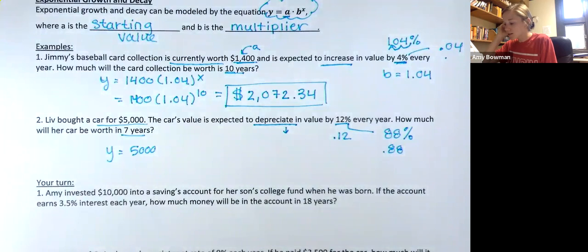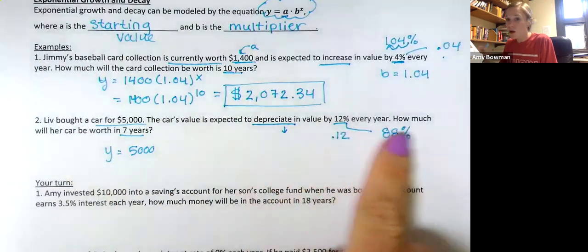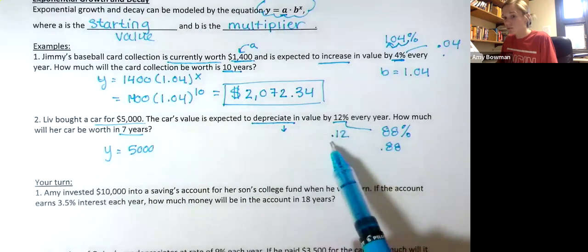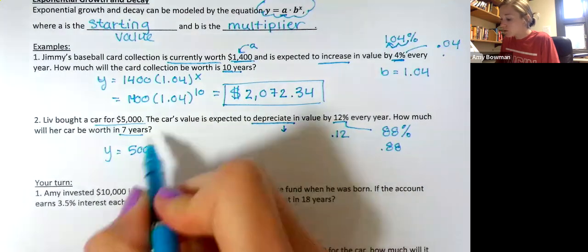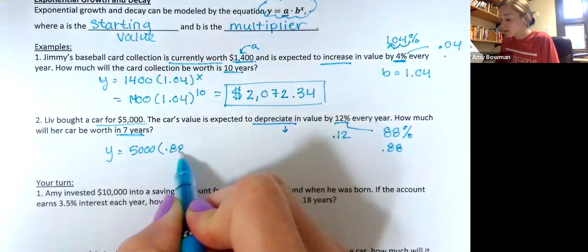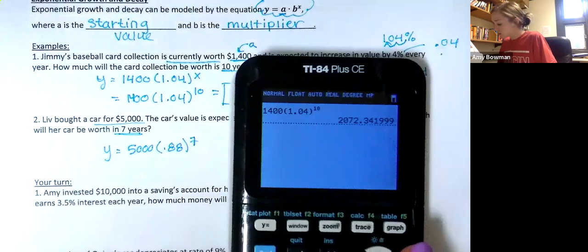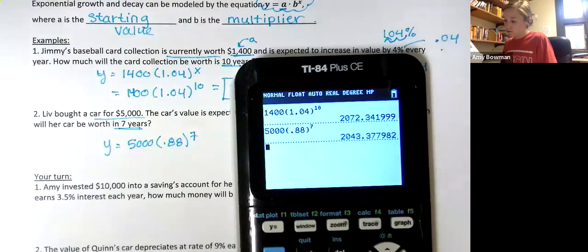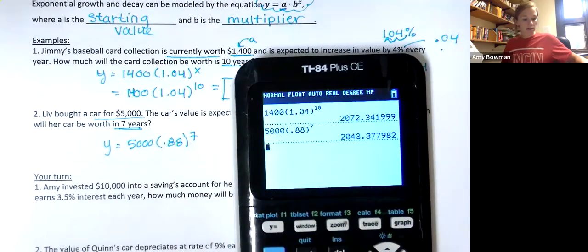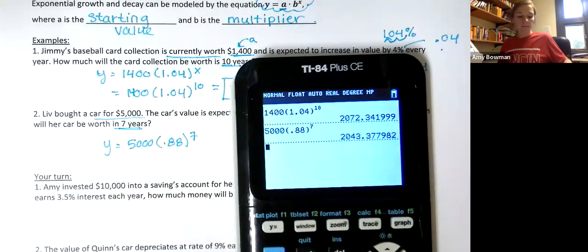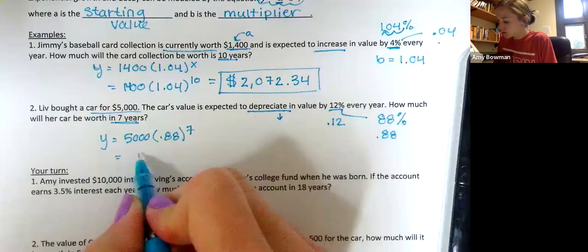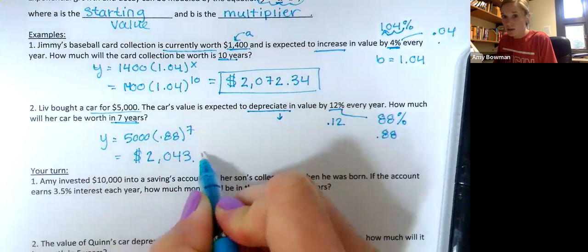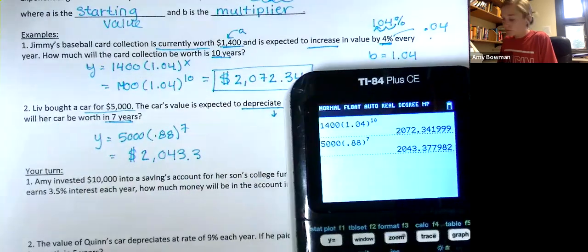And this is where I see a lot of mistakes because 0.88 is nowhere in this problem. You have to reason your way to it. If it's depreciating by 12%, 0.12, subtract it from 1, and it's 0.88. So if we want to know in 7 years, we would just calculate it like that, 5,000 times 0.88 to the 7th. So in 7 years, it'd be worth about $2,043. Let me just check my work process. Yep. $2,043.38.